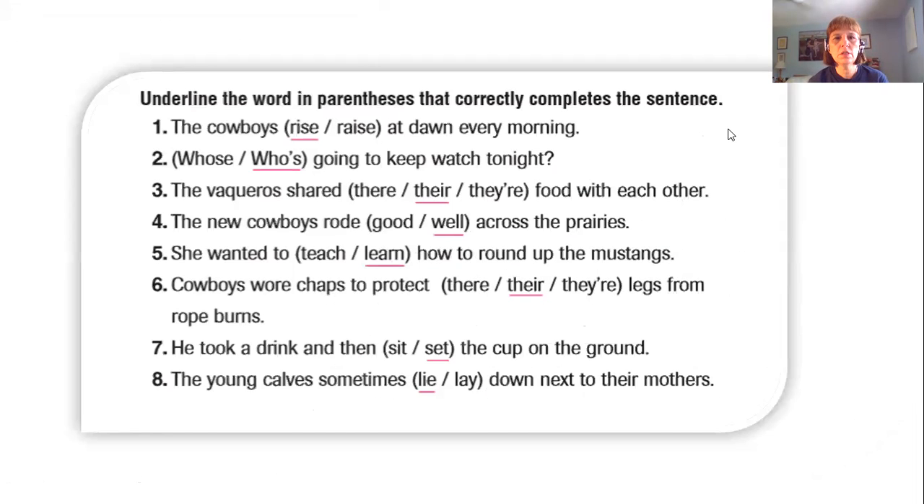Okay, the Cowboys rise at dawn every morning. They get up. Who's going to keep watch tonight? Who is? The Vaqueros share their food, belongs to them. The new Cowboys wrote well. How did they write? Well, she wanted to learn how to round up the Mustangs. She wanted to learn. Cowboys wore chaps to protect their legs. The legs belong to them. He took a drink and then he placed the cup on the ground. The young calves sometimes lie down, they recline down next to their mothers.